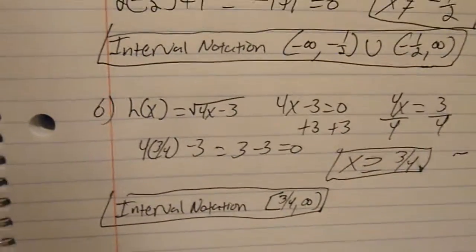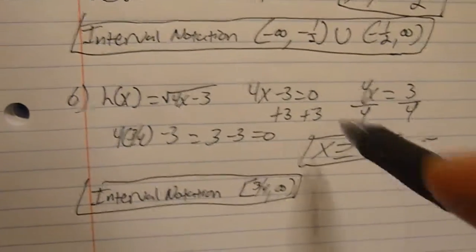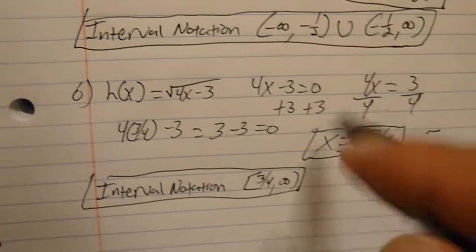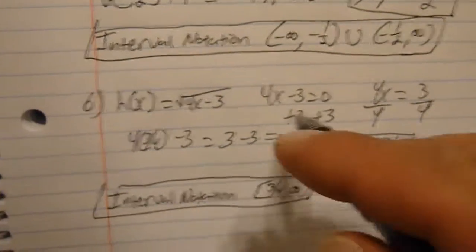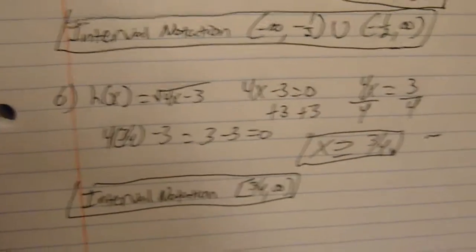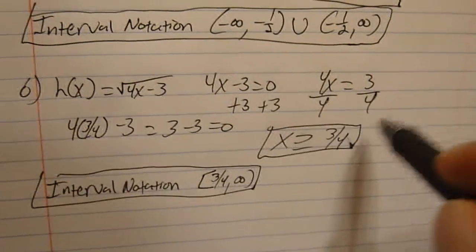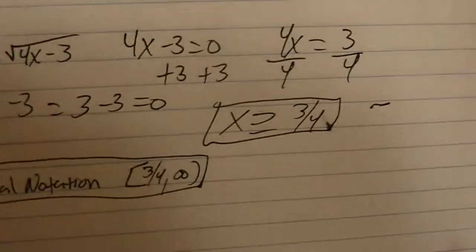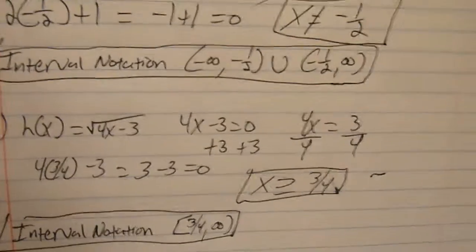H of x is equal to the square root of 4x minus 3. So same thing, you're going to bring it over here, solve the equation for x. 4x minus 3 equals 0. You're going to add 3 to both sides to get x by itself. Bring it over here, 4x is equal to 3. Divide both sides by 4. Once you divide both sides by 4, you're going to get 3/4.